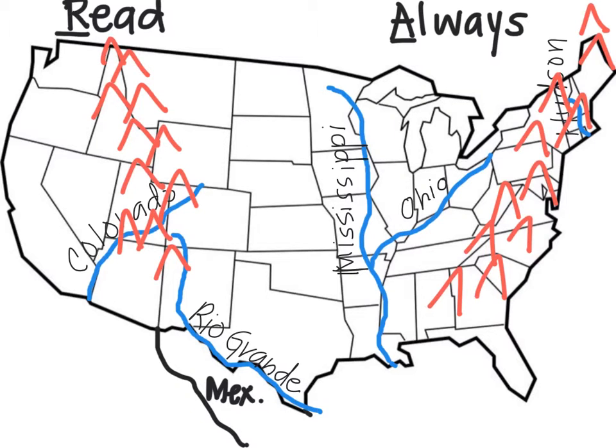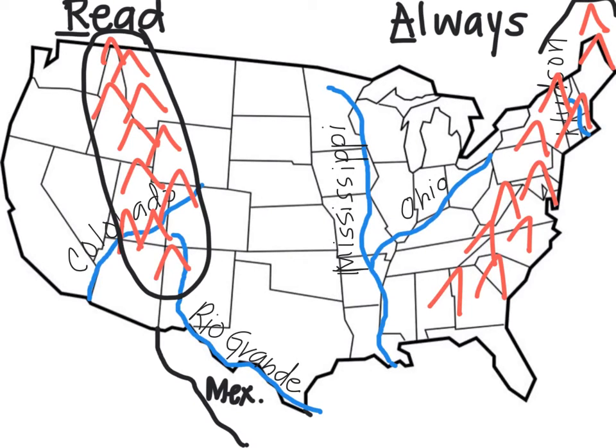So we have two major mountain ranges. The first, if you remember, read always, starts with an R. It's the Rocky Mountains. And then the second one that starts with an A is called the Appalachian Mountains.